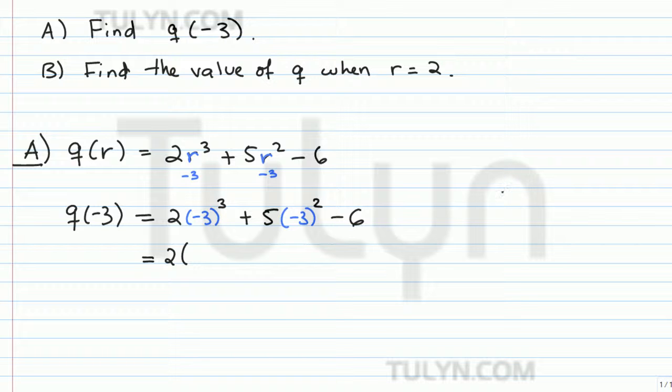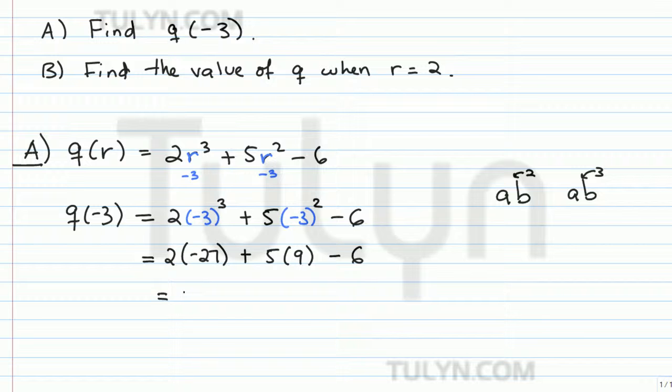And remember, if you have a number raised to any power, so squared or cubed, the exponent only refers to the term immediately before it, unless it's in parentheses. So this cube is only for the -3. It doesn't affect the 2 at all. So -3 cubed is -3 multiplied by itself 3 times, which gives us -27, plus 5. Again, the square only affects the -3, so we have -3 times -3, which is 9, then minus 6.